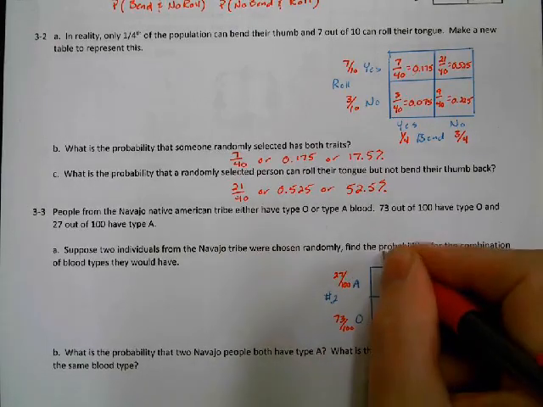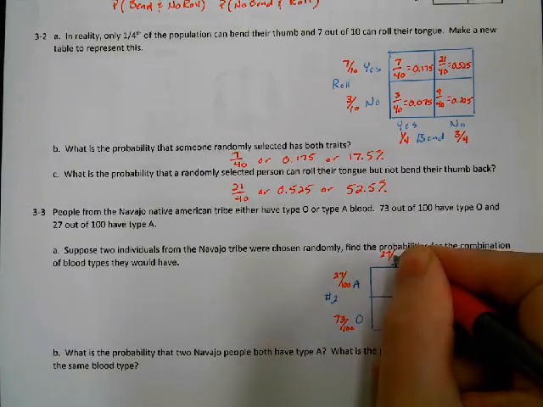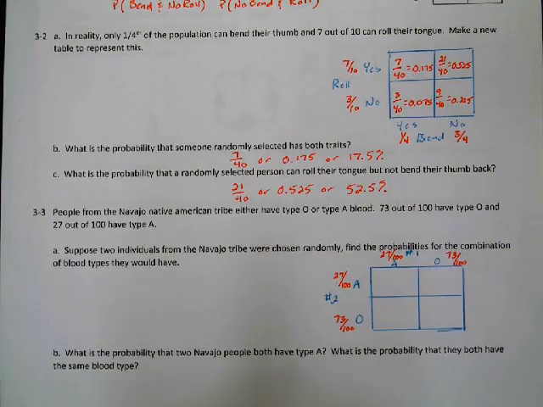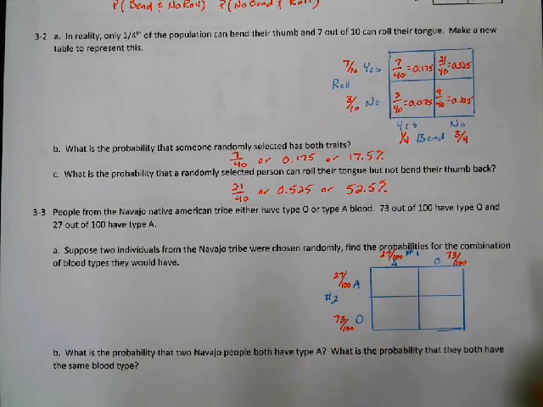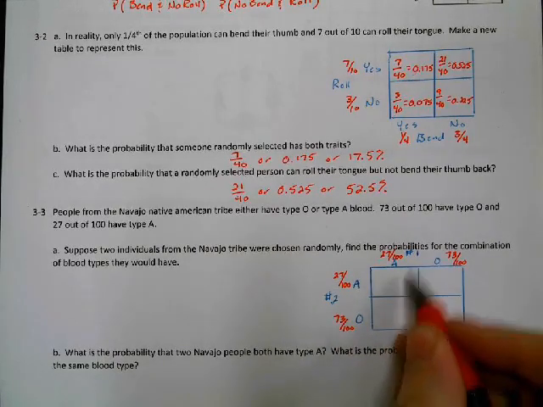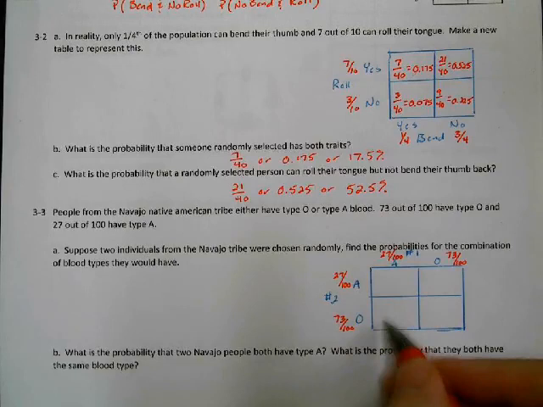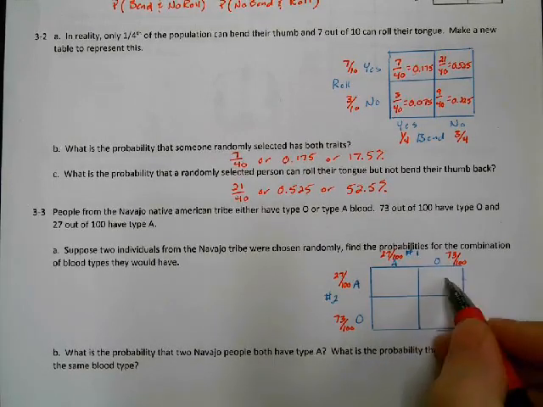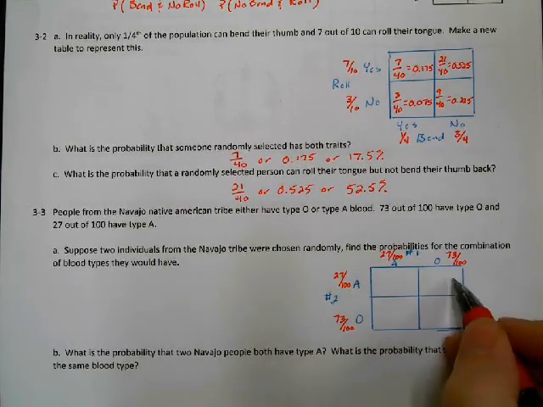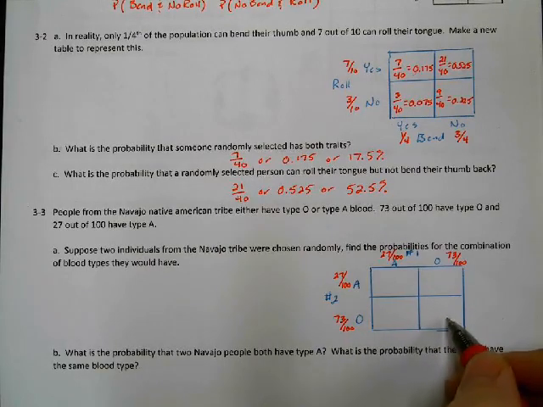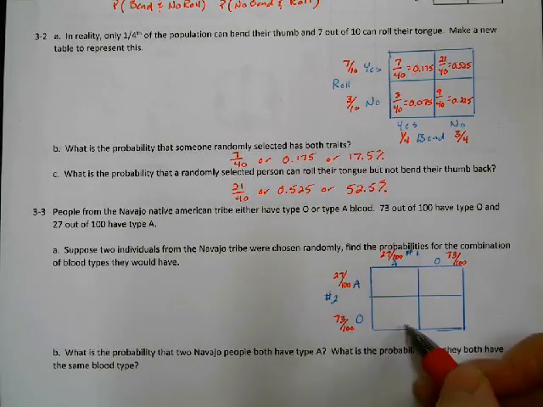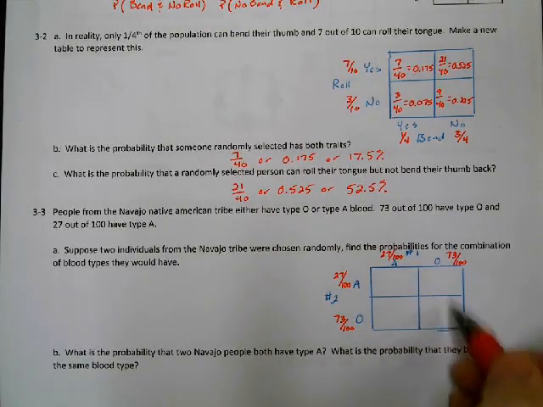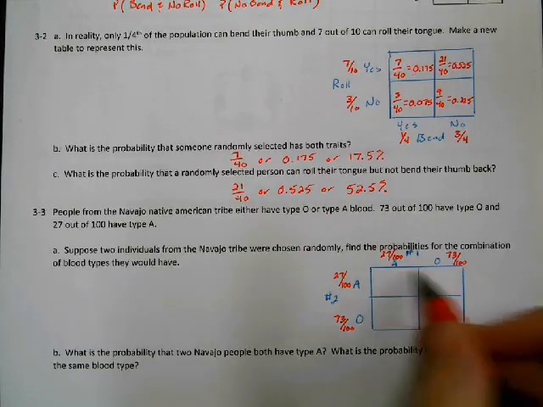So if you're picking 2 people, that's our situation here. We're going to pick our first person and then our second person. The sample space would be they both have A. Person 1 has A, but person 2 has O. Person 1 has O, but person 2 has A. And then this is they both have O. So those are the 4 outcomes when we have 2 people from the Navajo Nation: A and A blood, A and O blood, O and A blood, or O and O. That's our sample space, our outcomes.